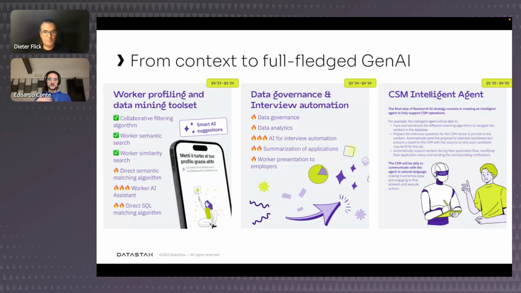And now we have an agent, an intelligent one, which communicates, which is driven directly by our CSMs, and it executes actions on our database. It navigates through the data, it submits interview questions, and it simply provides the CSMs a report with the results of all the workers that may be fit or not for given job positions and why. So this is, let's say, the vision that we have.